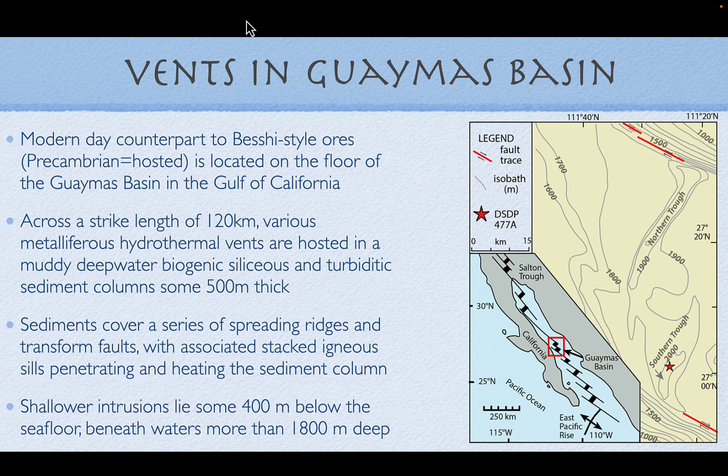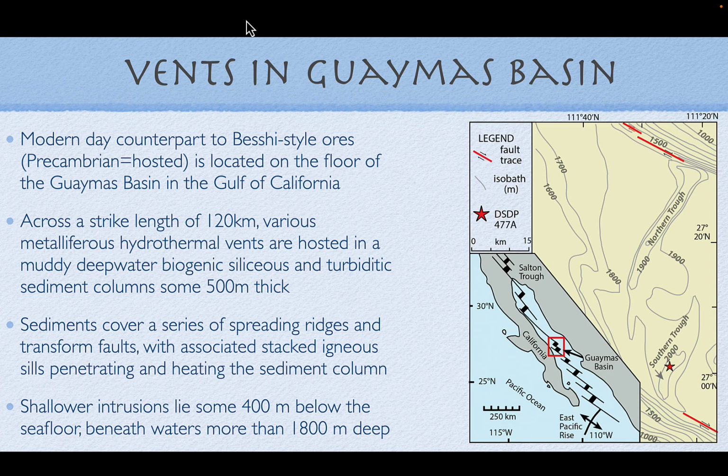And that sediment is covering a series of spreading ridges and transform faults, indicated by the troughs, with a variety of stacked igneous sills penetrating and heating the sediment column. We're looking here not purely at venting. Here we're looking at a circulatory system where we see dolerite sills penetrating into that 500-metre sediment column and heating that sediment. And so some of the shallow intrusions are some 400 metres below the seafloor in water columns that are in excess of 1,800 metres.